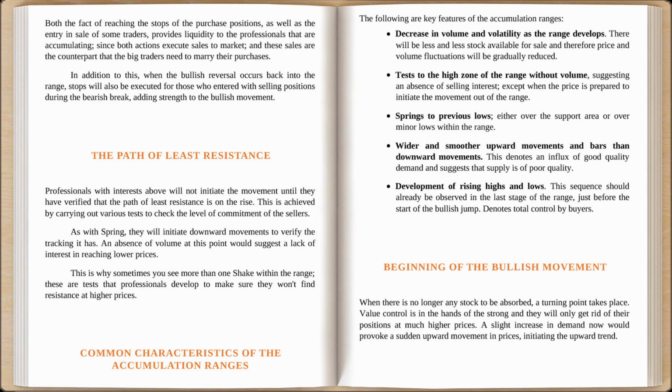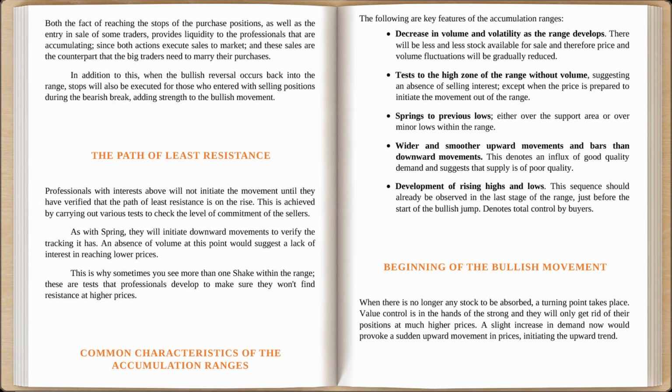The path of least resistance. Professionals with interests above will not initiate the movement until they have verified that the path of least resistance is on the rise. This is achieved by carrying out various tests to check the level of commitment of the sellers. As with spring, they will initiate downward movements to verify the following it has. An absence of volume at this point would suggest a lack of interest in reaching lower prices. This is why sometimes you see more than one shake within the range. These are tests that professionals develop to make sure they won't find resistance at higher prices.